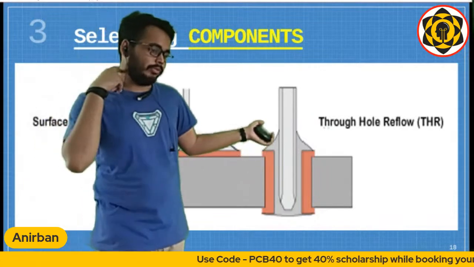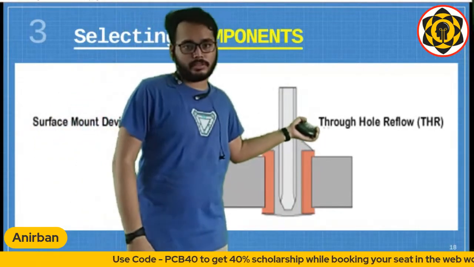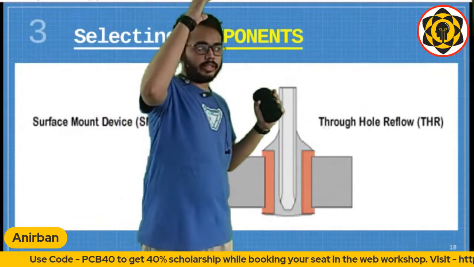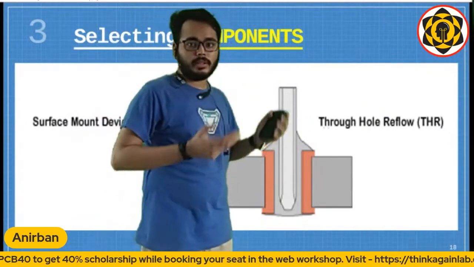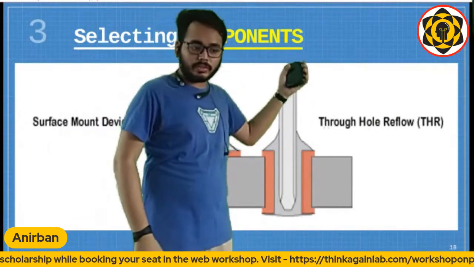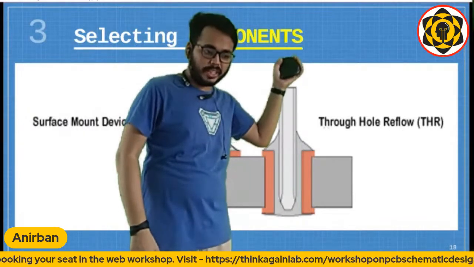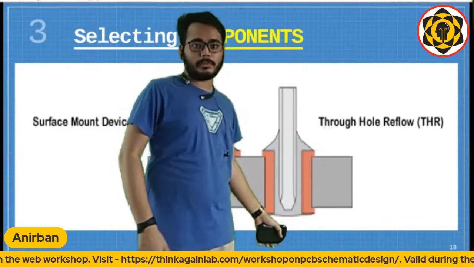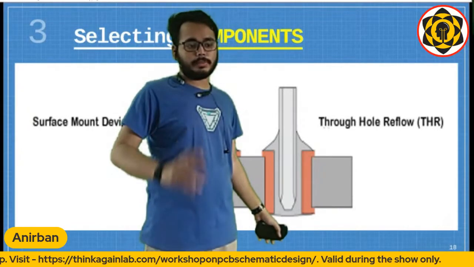For example, if you want to go through multiple layers, say it's a ground wire and you want to ground all the layers, then you can use a through-hole reflow. It will connect the pin straight to all the layers through the PCB, doesn't matter how many layers the PCB has.